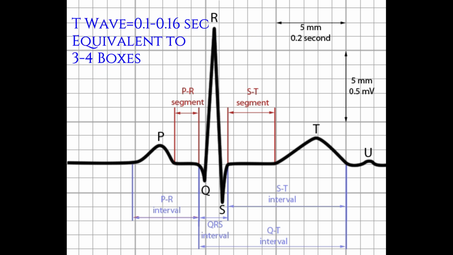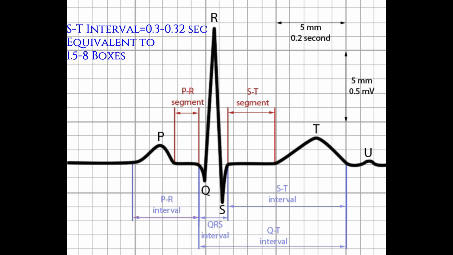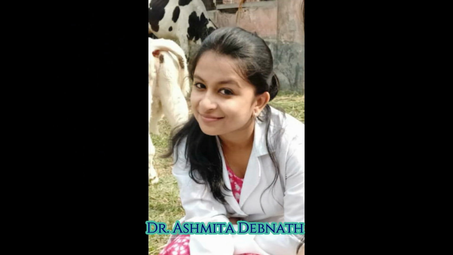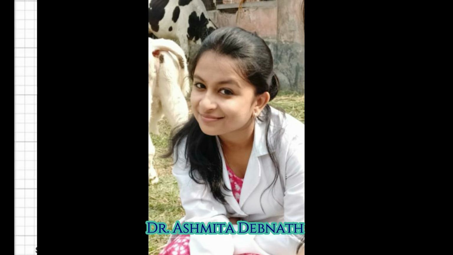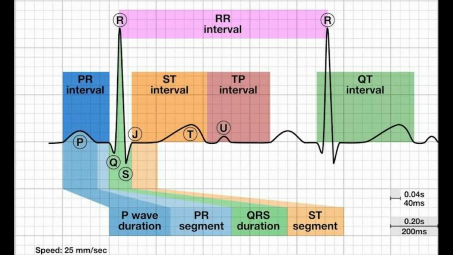The T wave interval is 0.1 to 0.16 second, which is equivalent to 3 to 4 boxes. The ST interval is 0.3 to 0.32, which is equivalent to 1.5 to 8 boxes. Thank you. Now over to Dr. Ashmita. Thank you, Marion.